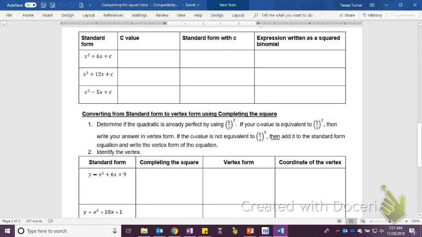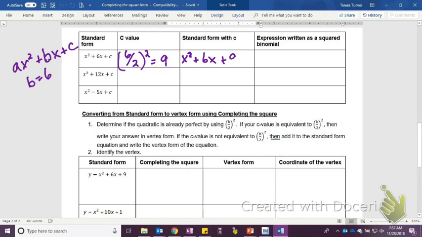So let's do the first one together. The equation that you're given is in the format ax squared plus bx plus c. You're figuring out what the c value is. So the a value is 1. The b value, b, is equal to 6. So we want 6 divided by 2 squared. 6 divided by 2 is 3. 3 squared is 9. So our standard form now is x squared plus 6x plus 9.